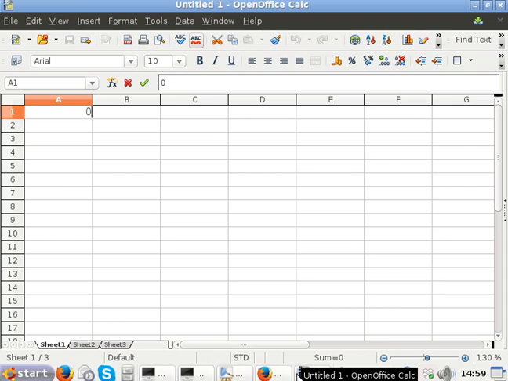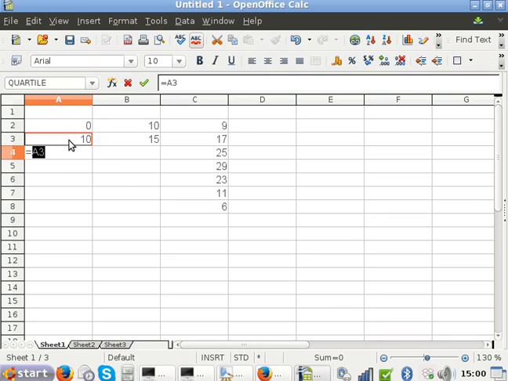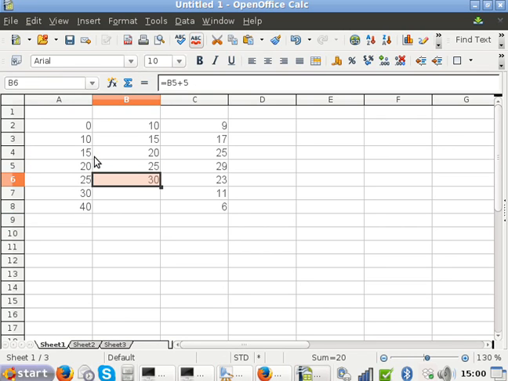So we have 0 to 10, how many is that? 9. 10 to 15, 17. Well, let me just do 17, 25, 29, 23, 11, 6. And then here it goes up in 5s, except for the last one where it jumps in 10. 15, 20, 25, 30, 40. 20, 25, 30, 40, 60. Okay.